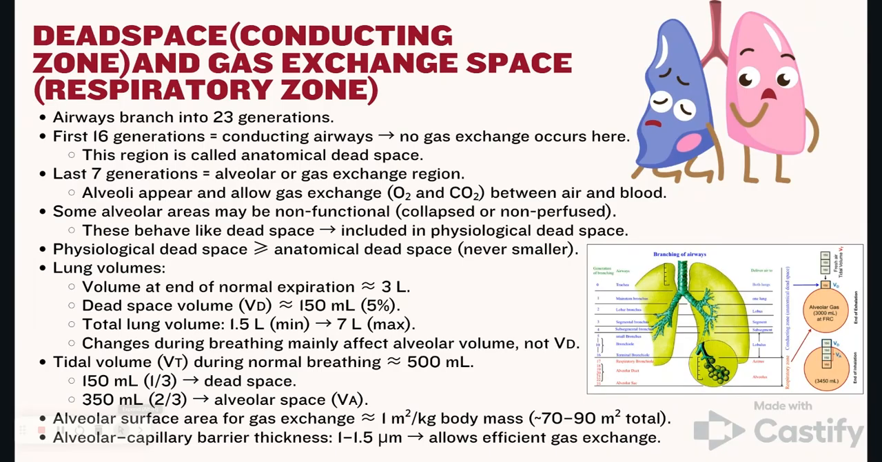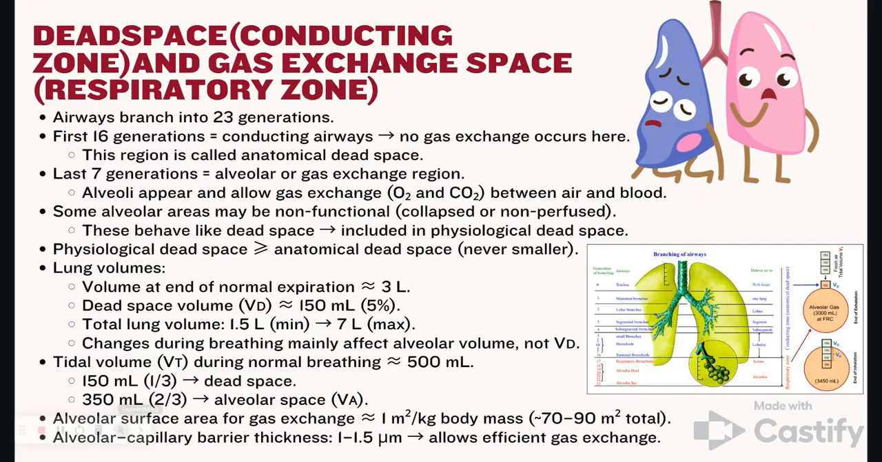Now we have airways that branch into 23 generations. Generations, you can also substitute with 23 branches or 23 sections. The first 16 generations are called the conducting airway. There is no gas exchange occurring here. This region is called the anatomical dead space. Why? There's no gas exchange. I think of it as dead space, no gas. If there's no oxygen coming in, you die. So I think of it like this: there's no gas exchange.